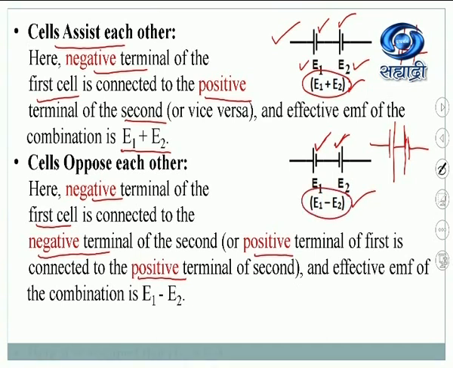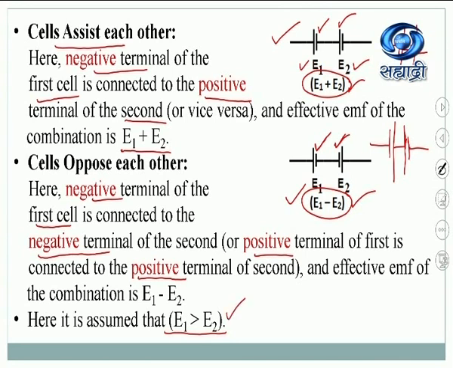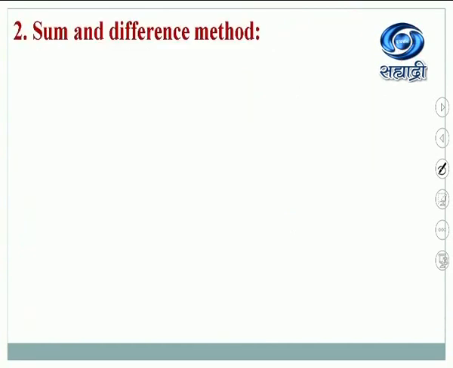Now here remember one thing, that we have assumed that E1 is greater than E2. Therefore we had written E1 minus E2 rather than E1 plus E2. So in this opposition position, we must know which cell has more EMF. So this is how the cells, when we are connecting, either assist or oppose each other. Now we shall see the second method, that is the sum and difference method.